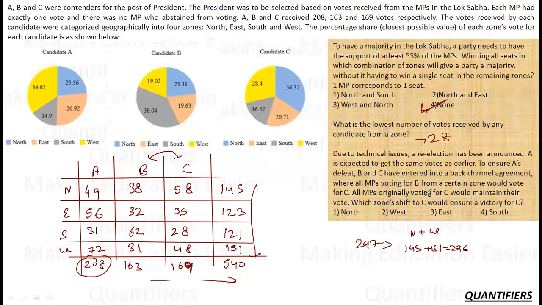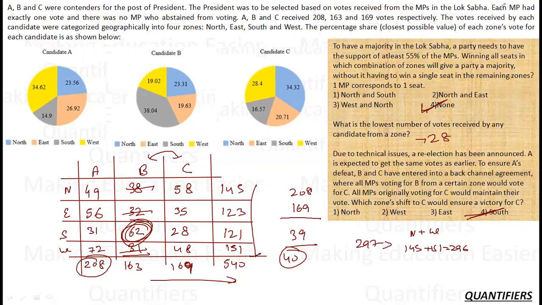Transfer of which zone will ensure C's victory? So right now C is how much? 169 and A is how much? 208. So how much is the difference? 39 is the difference right now. So C needs 39 votes more in order to beat A. Or in fact, it needs 40 because at 39 it will be a draw. So 40 votes from a single section cannot go from here, cannot go from here. So it has to go from south. The answer to the last question is south.